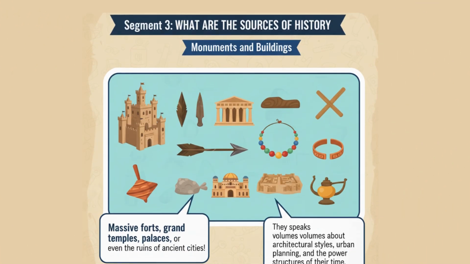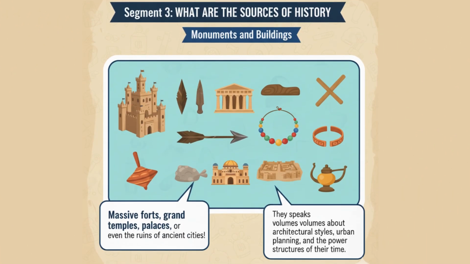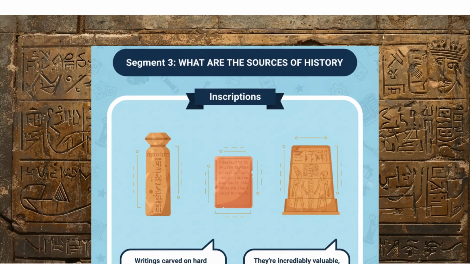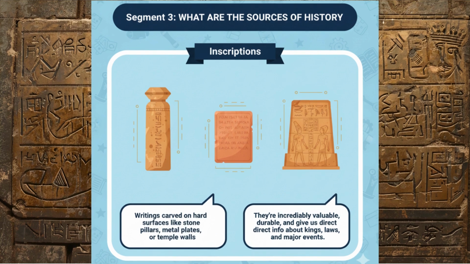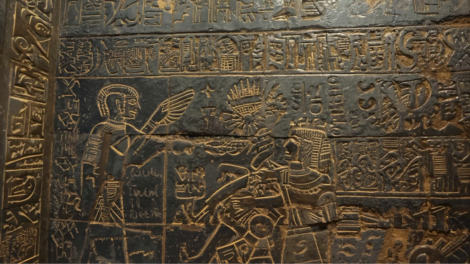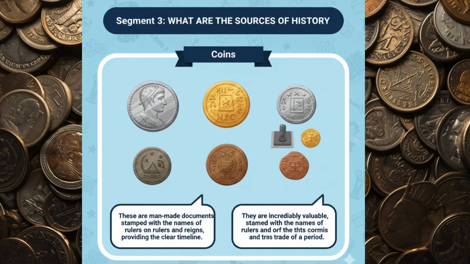Monuments and buildings, massive forts, grand temples, palaces, or even the ruins of ancient cities. They speak volumes about architectural styles, urban planning, and the power structures of their time. Inscriptions. These are writings carved on hard surfaces like stone pillars, metal plates, or temple walls. They're incredibly valuable because they're durable and give us direct information about kings, laws, and major events. Coins. These are like tiny historical documents.